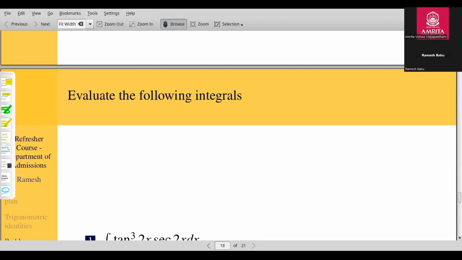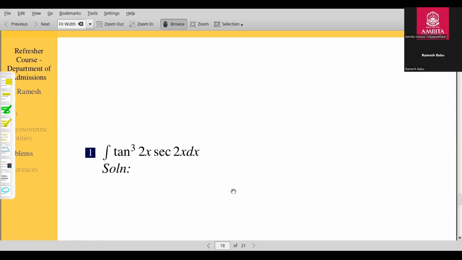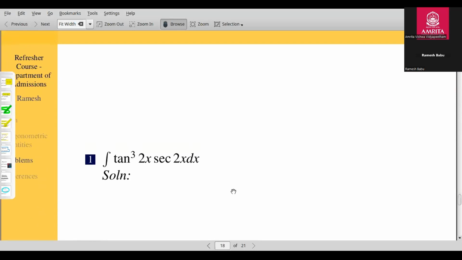Okay, fine. See, the last question is the integration of tan cube 2x into secant 2x into dx. Clear? In this term, what I am splitting here is this alone, tan cube 2x. That can be split into tan square 2x into tan 2x. Do you agree with me? Tan cube can be written as tan squared into tan, right?